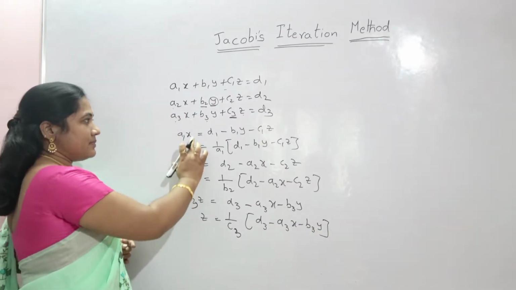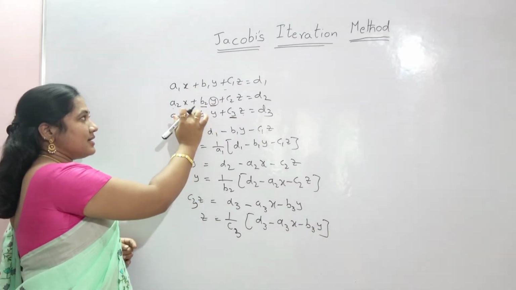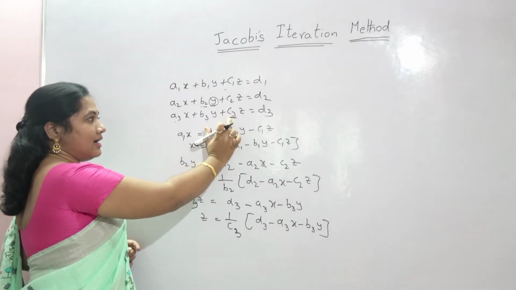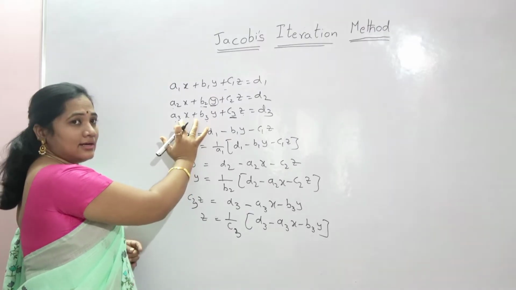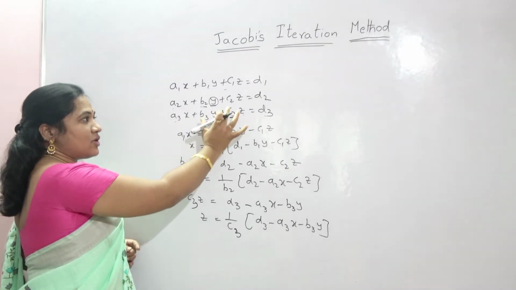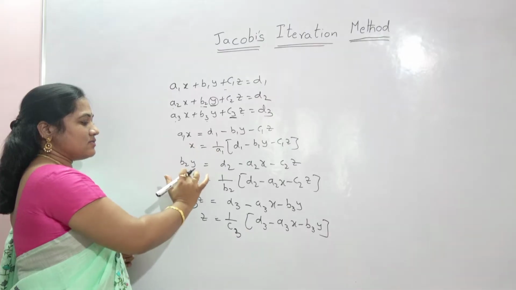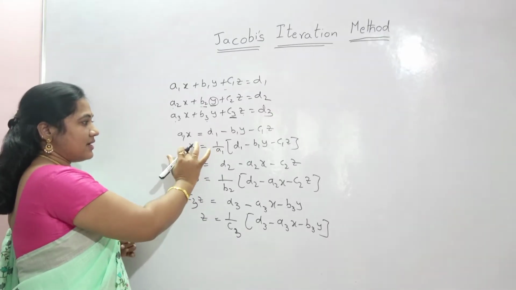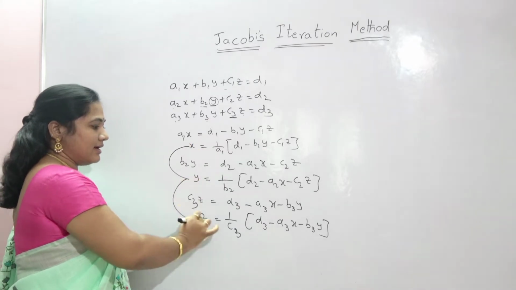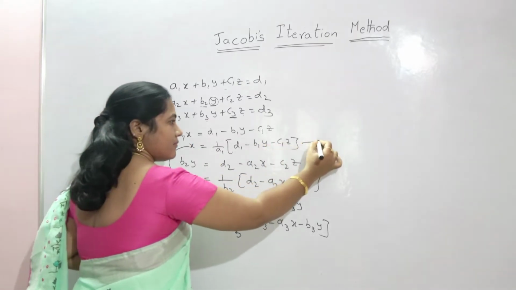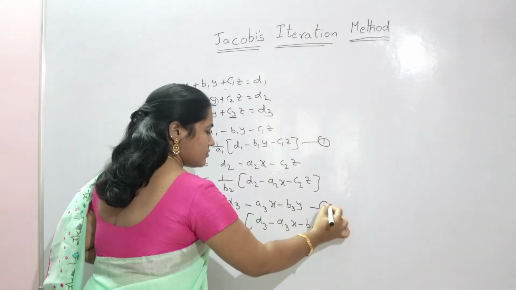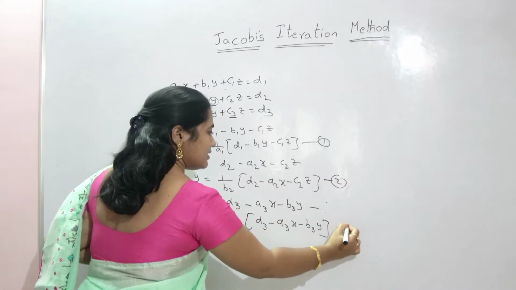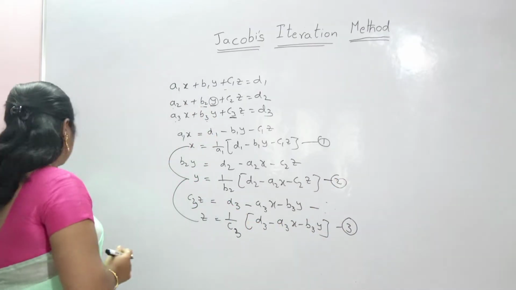So in the first step, just rearrange the equations. If a1, b2 and c3 are larger than the other coefficients, then solve these equations for x, y and z. So this is the first step: rearrange the equations for x, y and z.